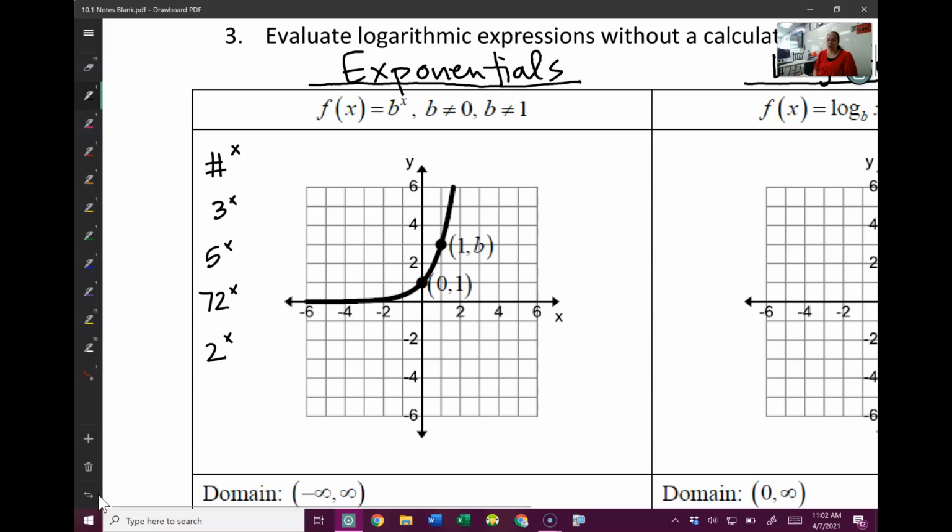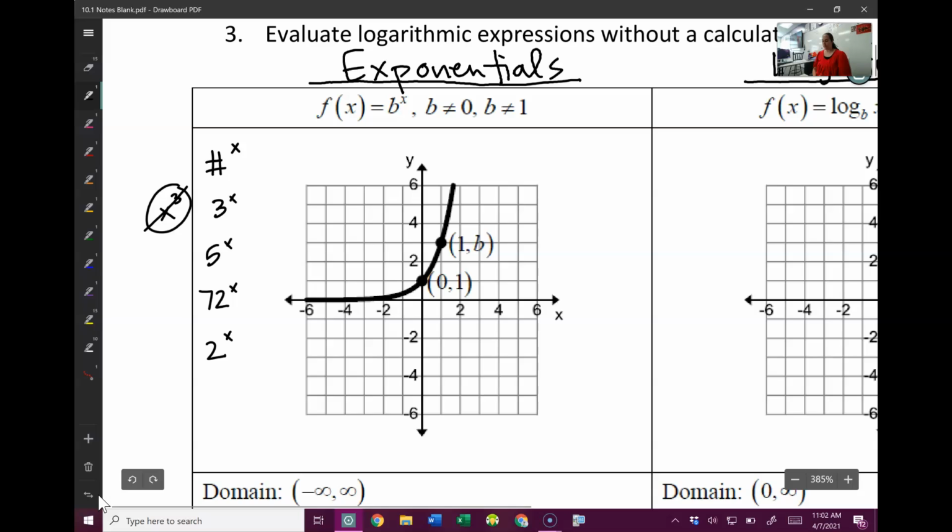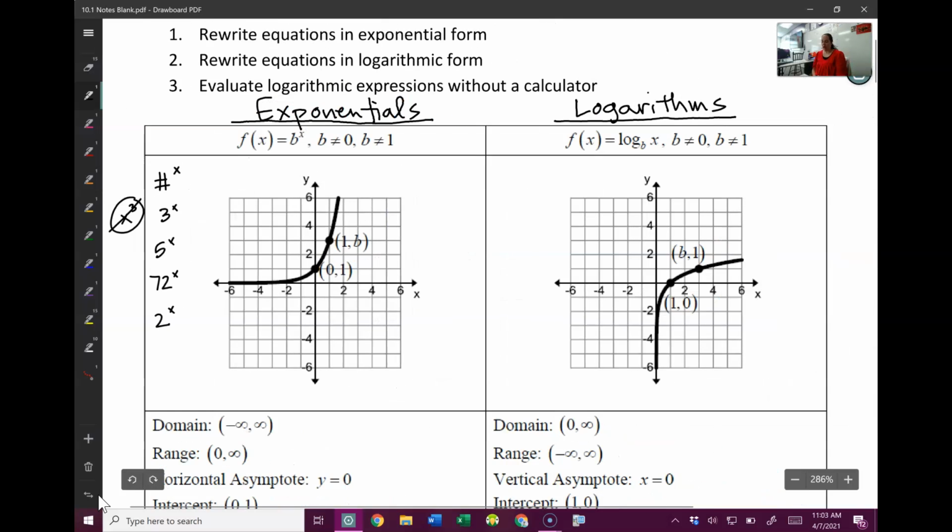Now, be careful on these. X cubed and 3 to the x are totally different things. We are not talking about things like x cubed. We are doing exponentials, 3 to the x. Those are totally different. So, you should have seen exponentials in the past kind of introduce what they are.